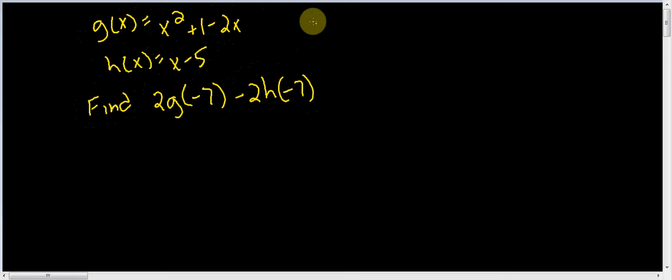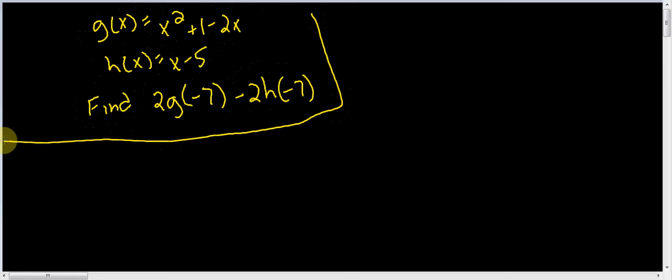So that's our problem right there. Alright, so the first thing we want to do is figure out what 2 of g of negative 7 would be. So we're going to put a 2 out in front since there's this 2 right here, and we're going to multiply the entire g of negative 7, whatever that is, times that 2.